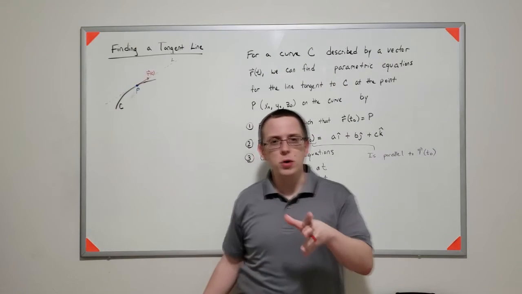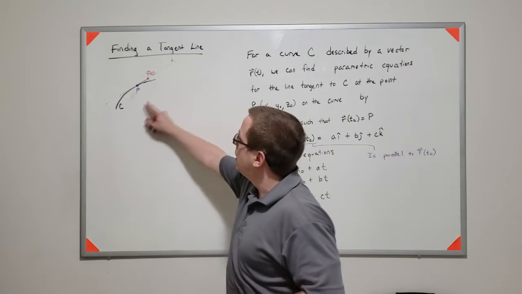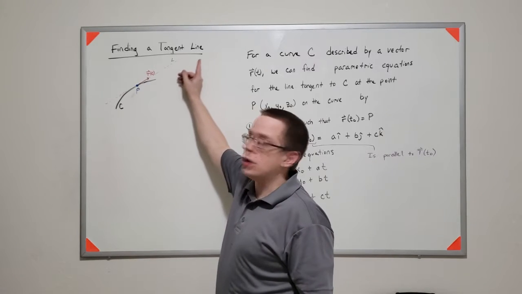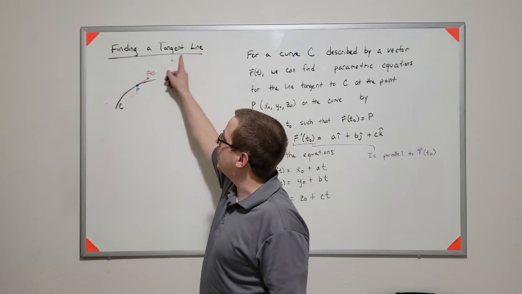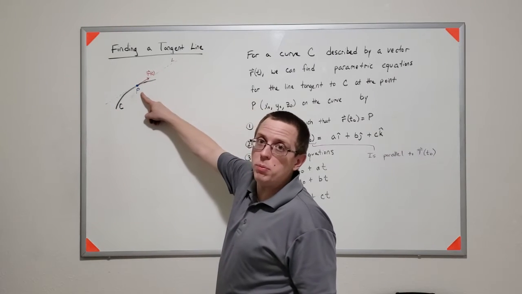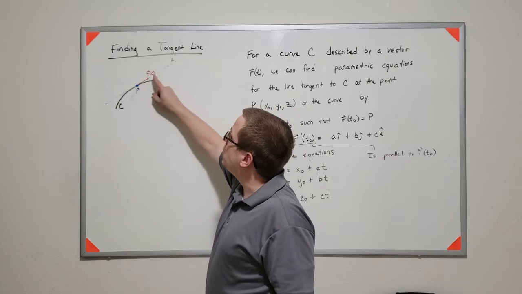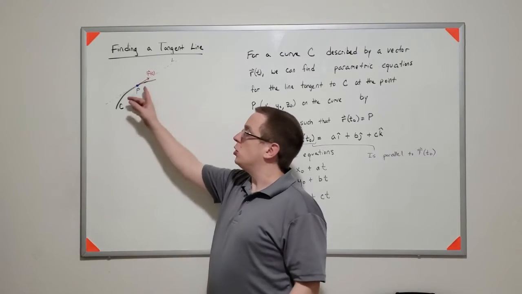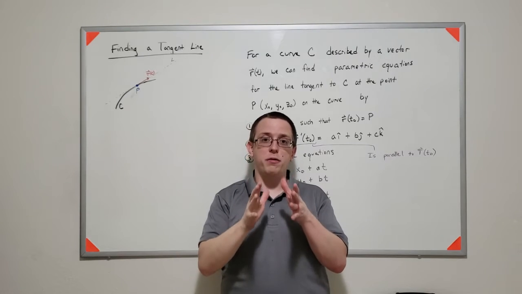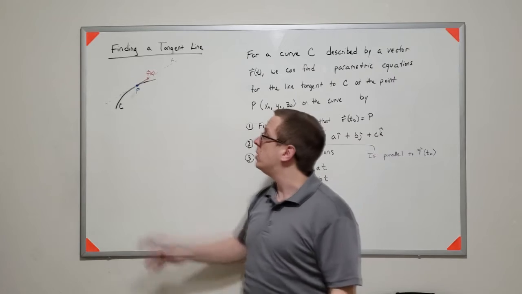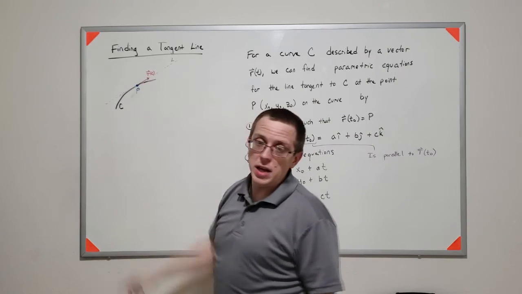So if we have some curve C, and it has any number of points, but we would like to find the equation of a line that's tangent to this curve at this point P, what we can do is use the knowledge that we have to construct a set of parametric equations that defines a line that goes through that point. And so this being the tangent vector.